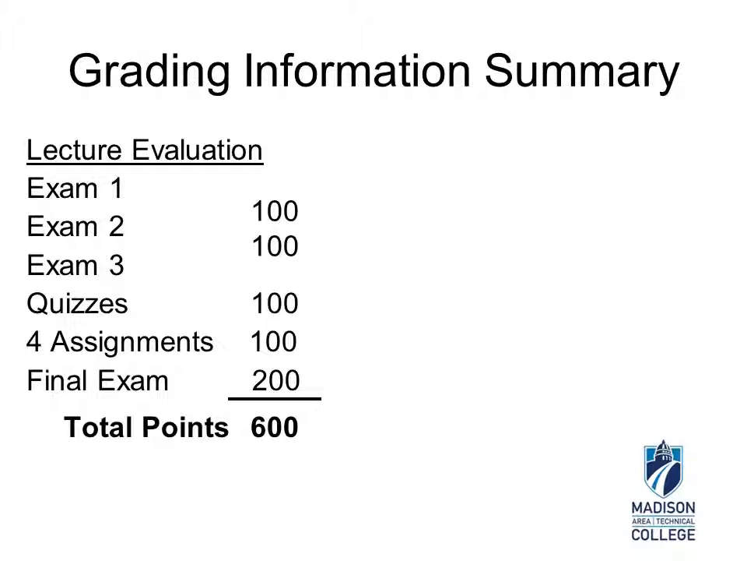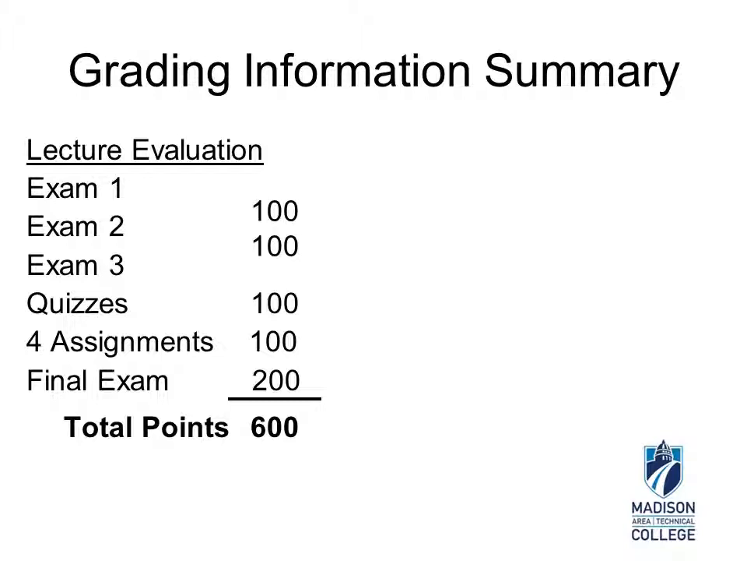So, to summarize grading information, you will have 3 in-class exams. I drop your lowest exam, and the remaining 2 contribute 100 points each. Your quizzes will contribute 100 points after I drop your lowest 2 quizzes. You will have 4 assignments that you will complete outside of class. Each assignment will be worth 25 points. Altogether, they are worth 100 points.